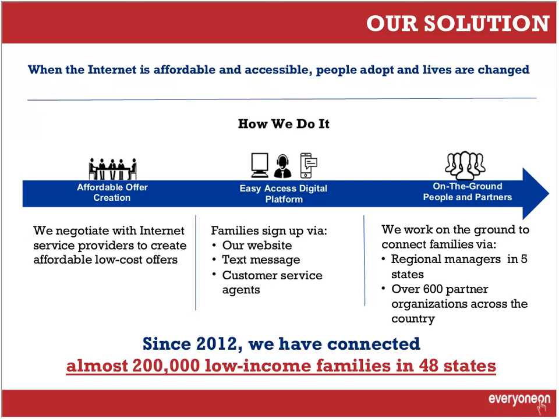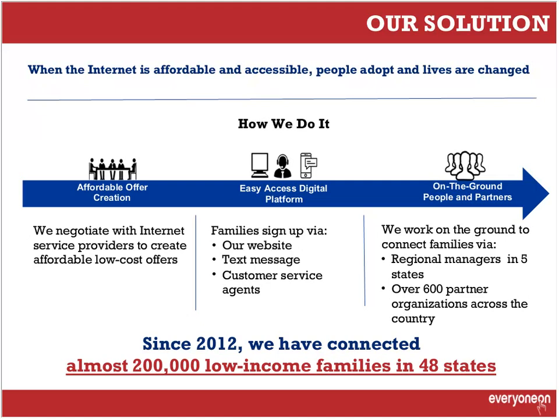The second part of the model is an easy-access digital platform. Folks can text us, call us, email us, or go on our website if they have access to a computer outside the home. They put in their zip code, answer a few basic questions, and see what offers are available to them and sign up really quickly, in under half an hour.